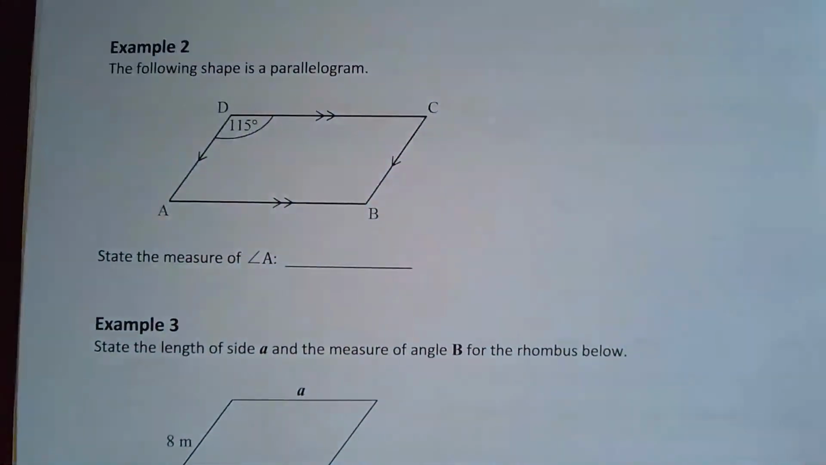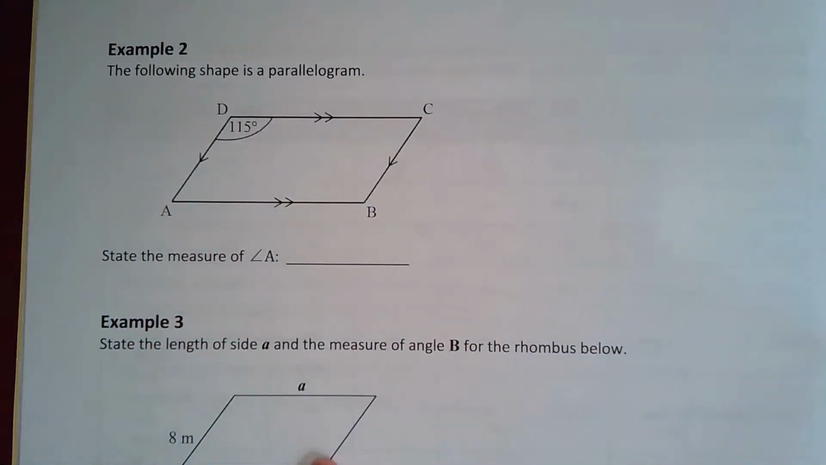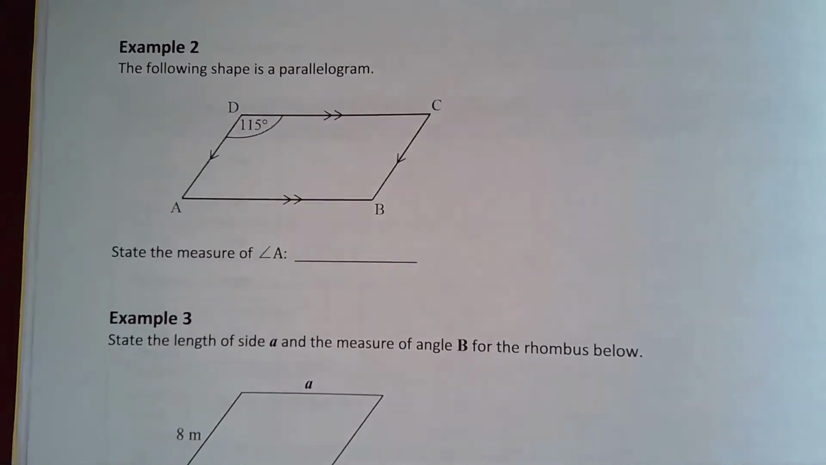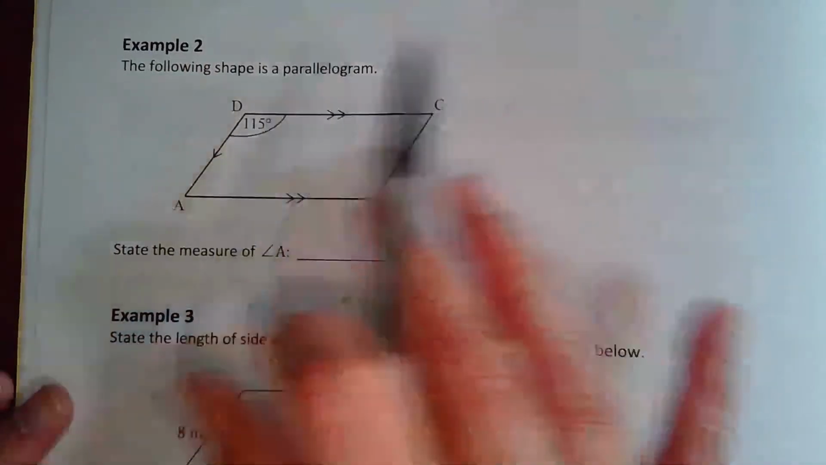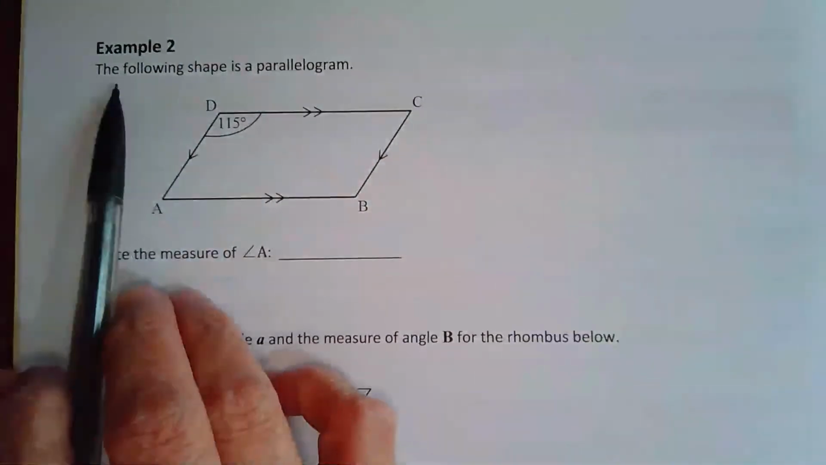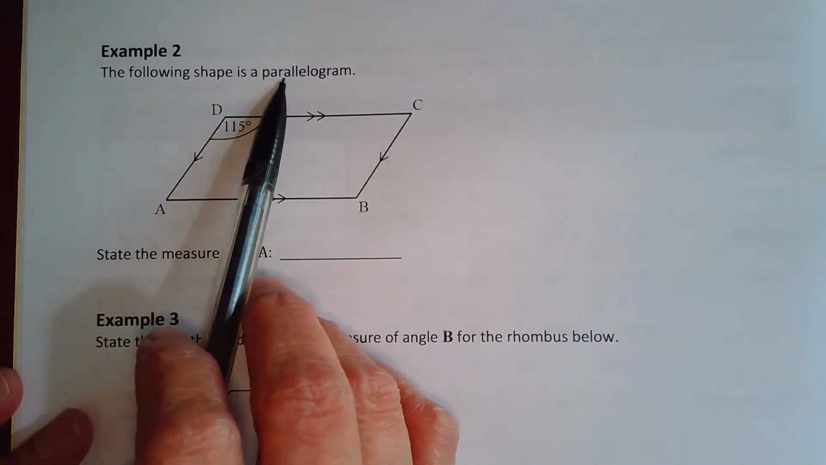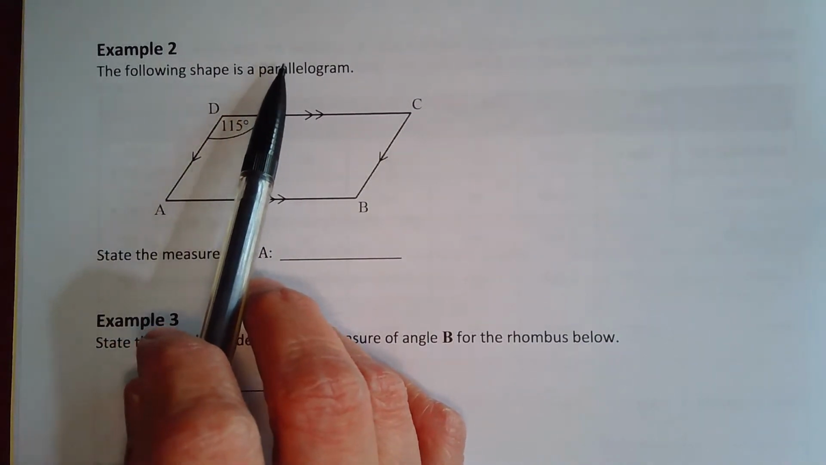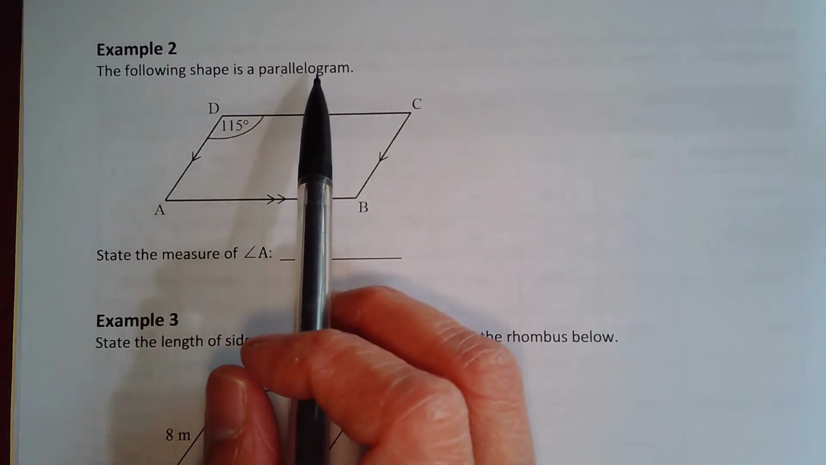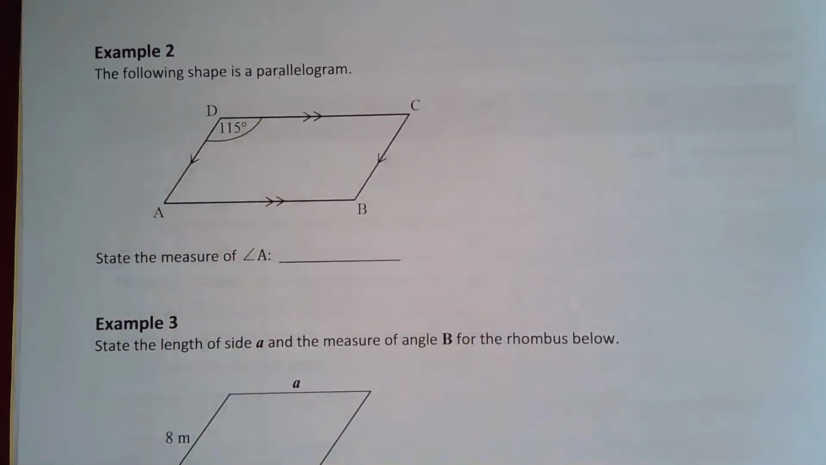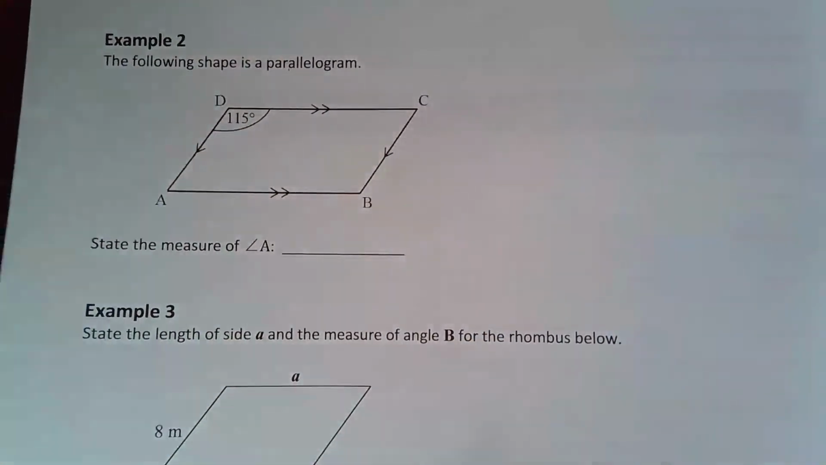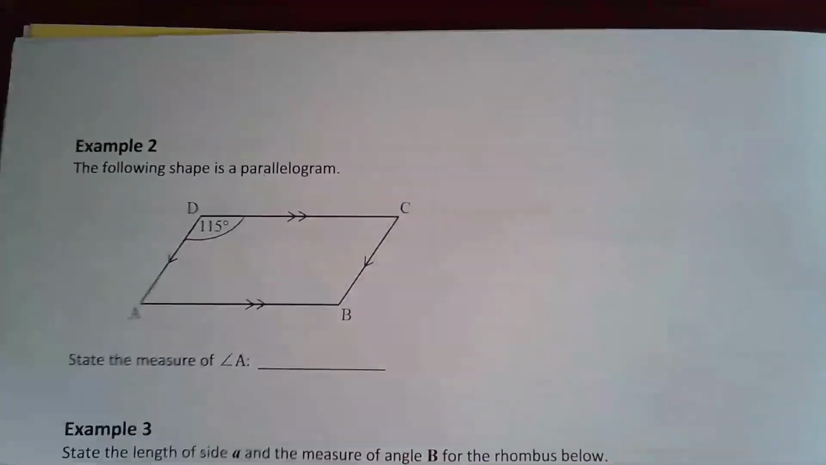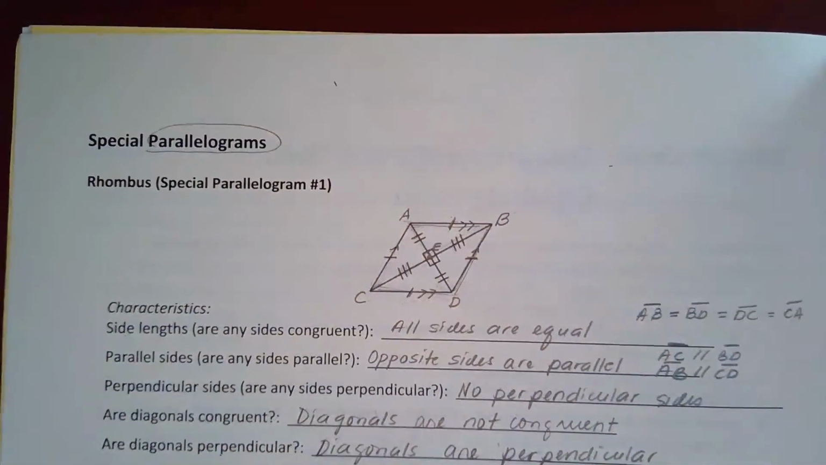Okay, we're on the very last page, and this is really, really interesting. This is where now some of the math comes in. So it says here, the following shape is a parallelogram. Okay, what does that mean by parallelogram again? Parallelogram means opposite sides are equal. Okay, let's go back to parallelogram. What's so special about a parallelogram?